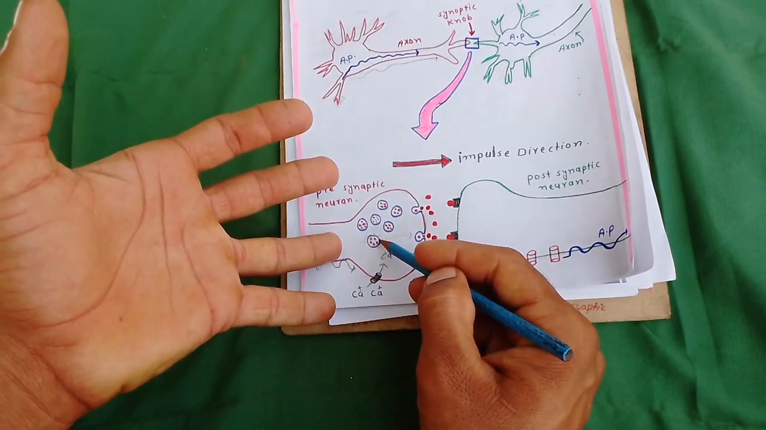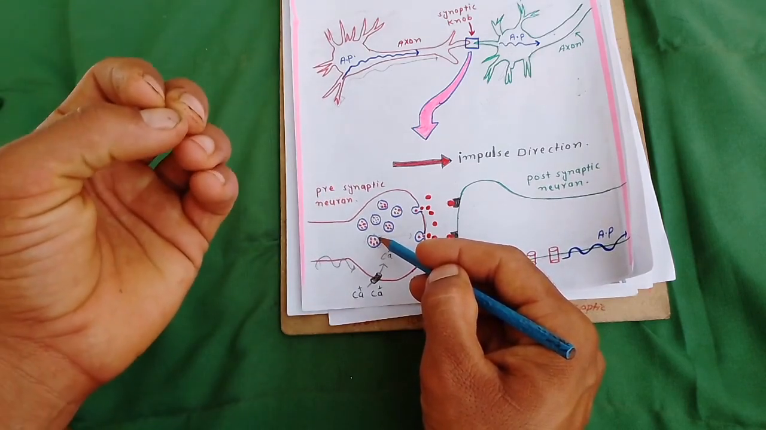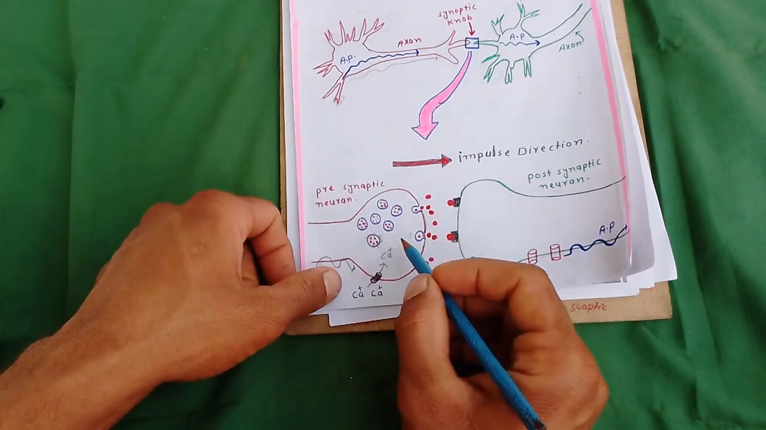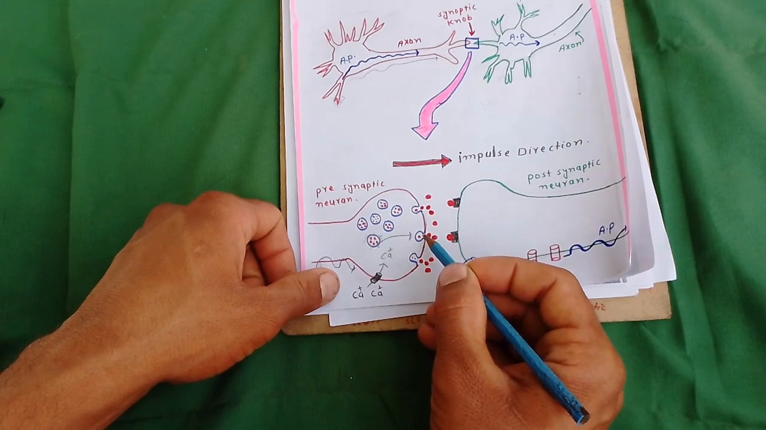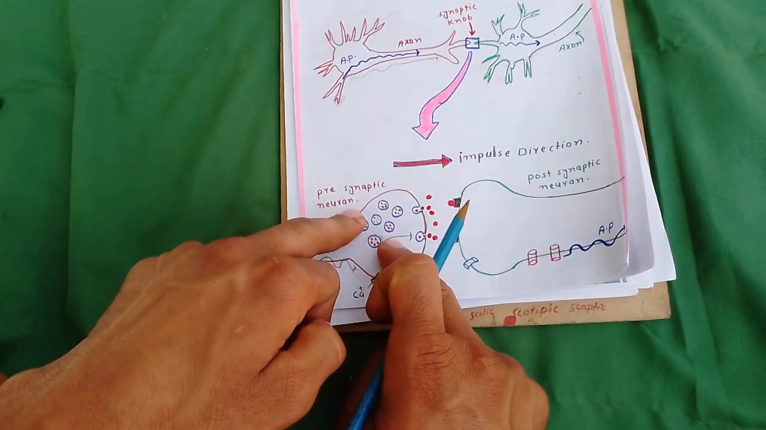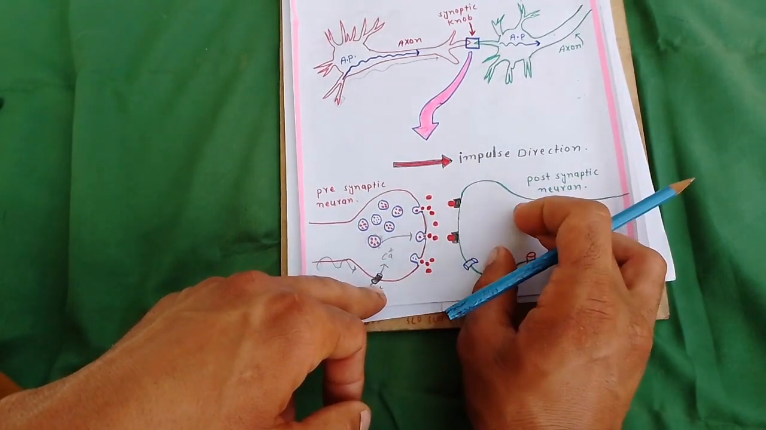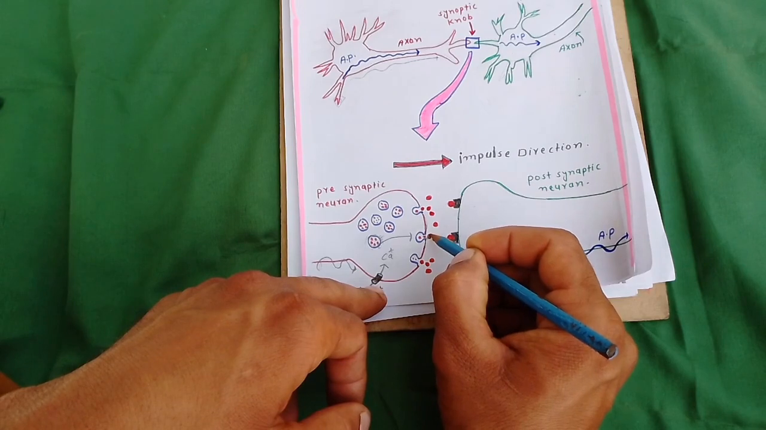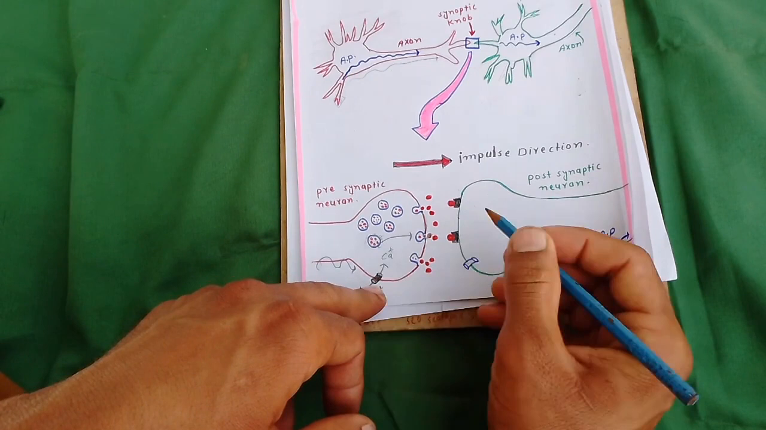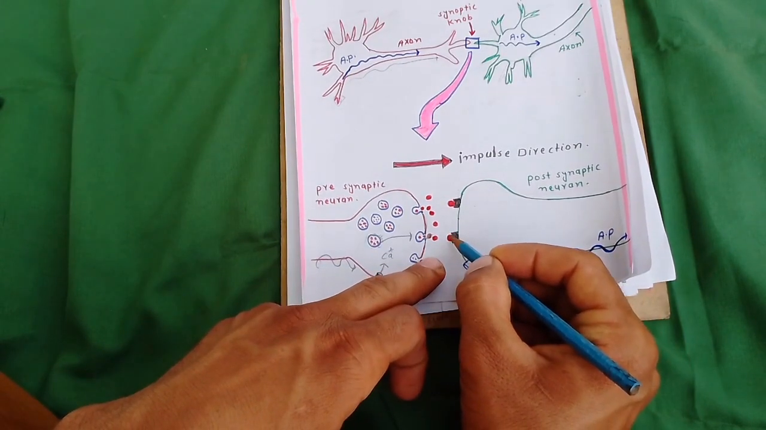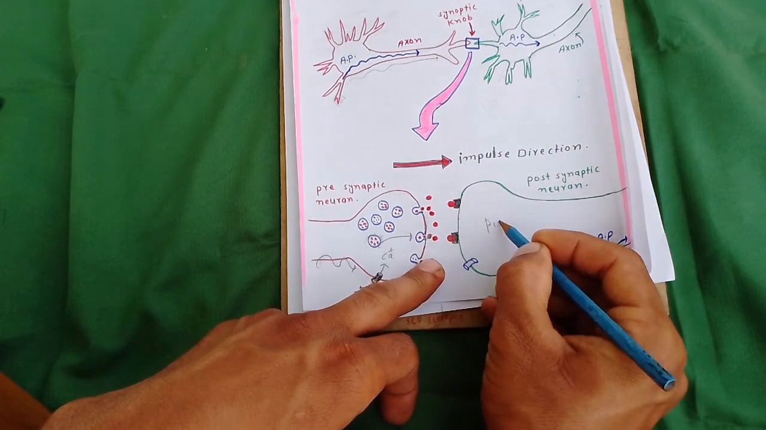So calcium is attached to this membrane and there are conformational changes, and the synaptic vesicle fuses with the cell membrane of the presynaptic neuron. This is the cell membrane of the presynaptic neuron. This is the cell membrane of the postsynaptic neuron. And here the neurotransmitter is released, which is called the excitatory neurotransmitter. When it is released, it attaches to its own receptor on the postsynaptic neuron membrane.